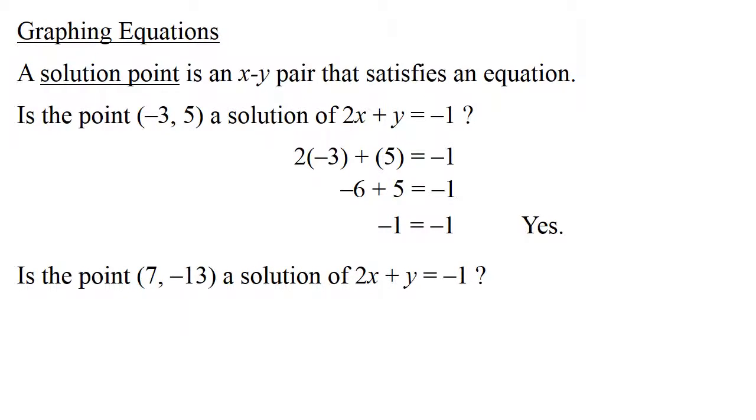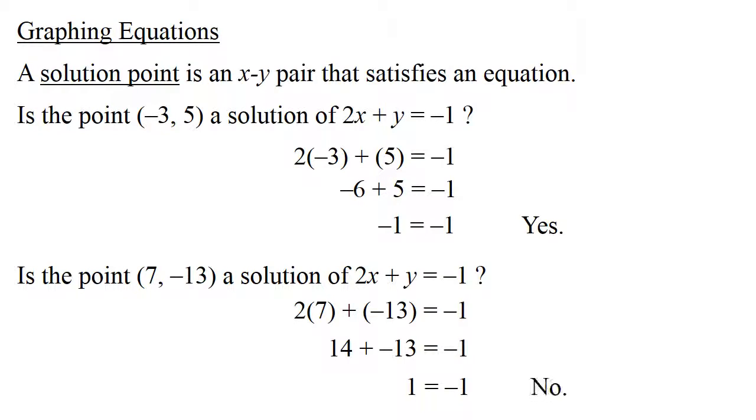Let's say we were asked, is the point 7, negative 13 a solution of 2x plus y equals negative 1? So again, we're trying to determine if when x is 7 and y is negative 13, we get a true statement. So we substitute those in. 2 change x to 7 plus change y to negative 13. 2 times 7 is 14. 14 plus negative 13 is positive 1, which is not negative 1. So no, that is not a solution point of that equation.